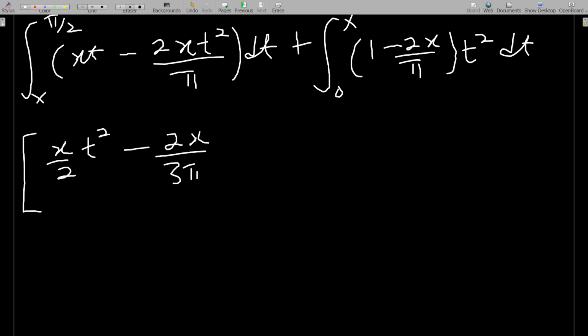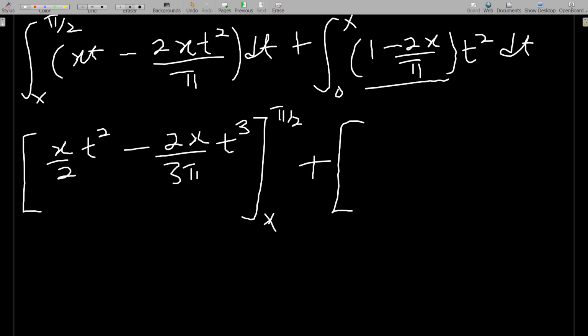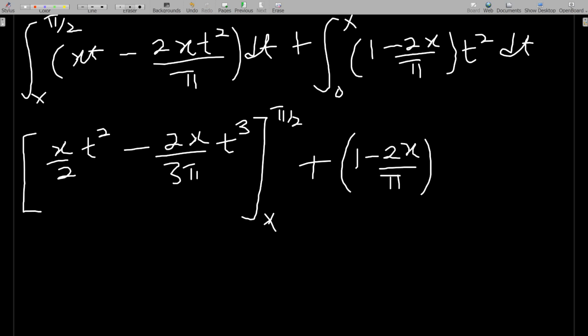I'll get 1 over 3 t cubed, but the 1 over 3 times this will still give me this. So this one, that is the first part, from x to pi on 2. And plus the other one is here, the whole of this is a constant, so I can simply write this as this constant, 1 minus 2x over pi, times the integral of t squared. I'll have t cubed over 3 from 0 to x.